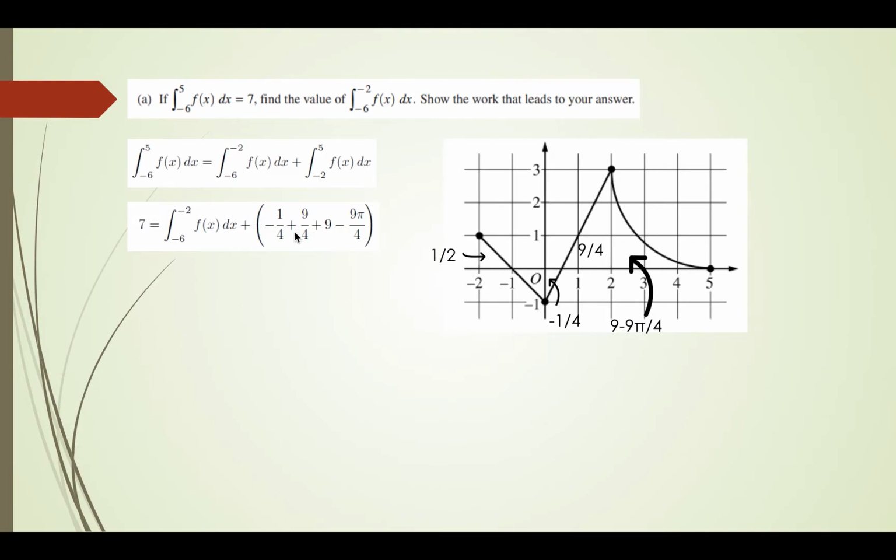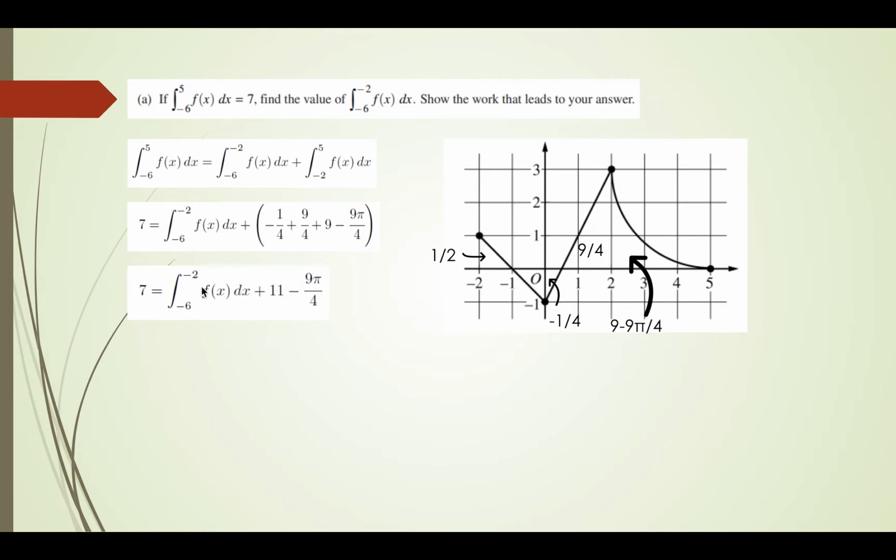So once you get here, we just need to simplify. And I know that -1/4 plus 9/4 is 8/4, which is the same thing as 2. And then I would have 2 plus 9 is 11. So that's all you see here in this next step: taking all these numbers in parentheses and simplifying those down.